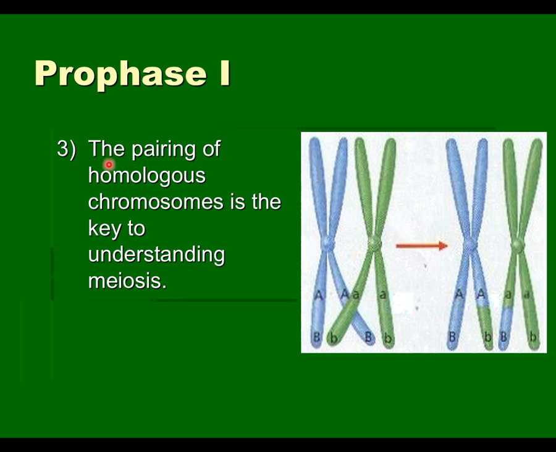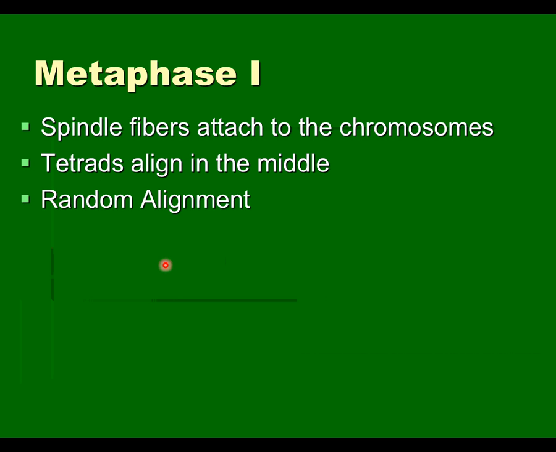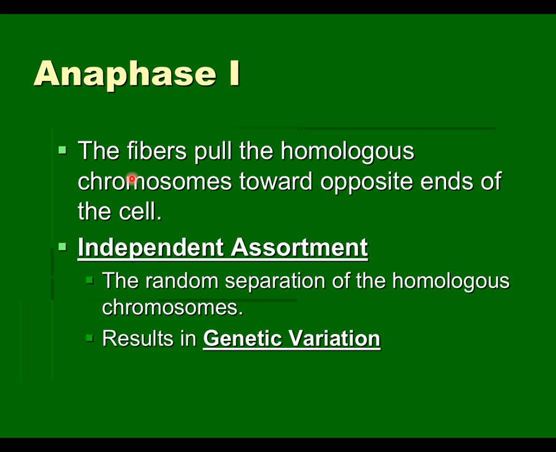Okay. Now, the pairing of homologous chromosomes is key to understanding meiosis. It's the key to understanding crossing over, independent assortment, and of course fertilization at the end. So it's key to understand that the pairing of homologous chromosomes in a tetrad occurs at prophase 1. So in metaphase 1, spindle fibers attach to the chromosomes just like they would in metaphase, and they move the tetrads into the middle of the cell, and it's a random alignment. They can move where they need to. It's just by chance where they get to be put. Okay. Anaphase 1, the fibers pull the homologous chromosomes towards the opposite ends of the cell. So we are reducing from 46 chromosomes down to 23 chromosomes as we get from anaphase 1 down to telophase 1.